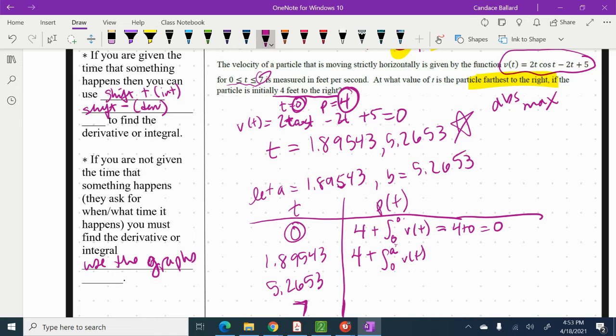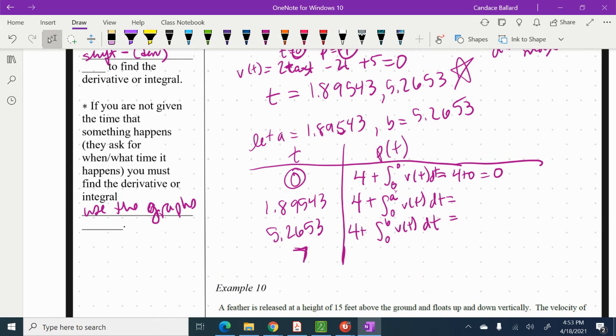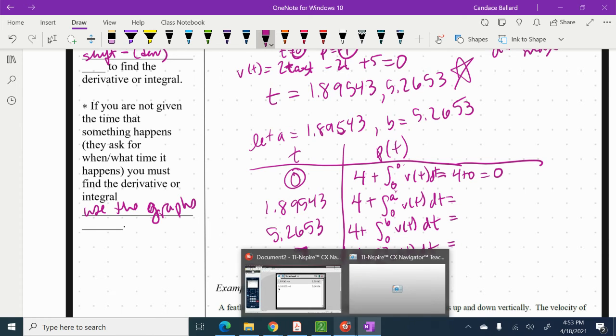V of t. Oh, technically I need to write a dt after these, huh? I'm going to go ahead and set this one up too. I know this one's going to go from 0 to b, v of t dt, because that's what we assigned the b. And this last one is going to go from 0 to 7 of v of t dt. All right, so let's go into our calculator and set those up.